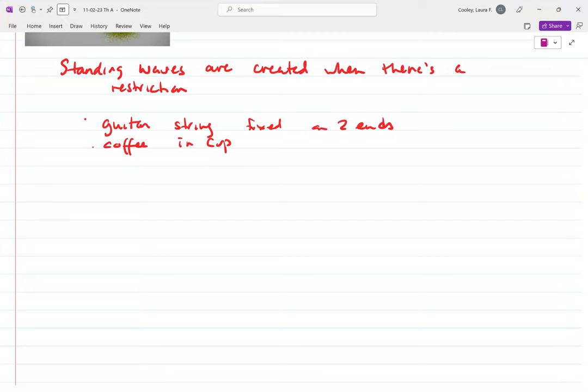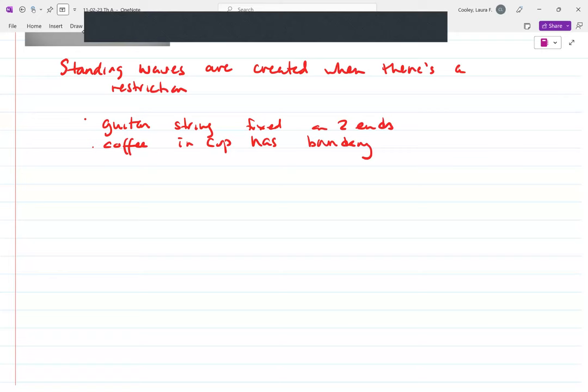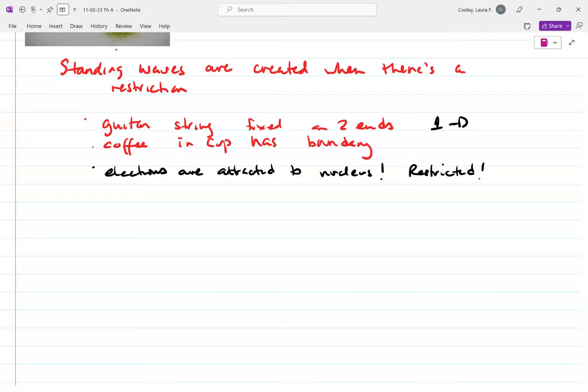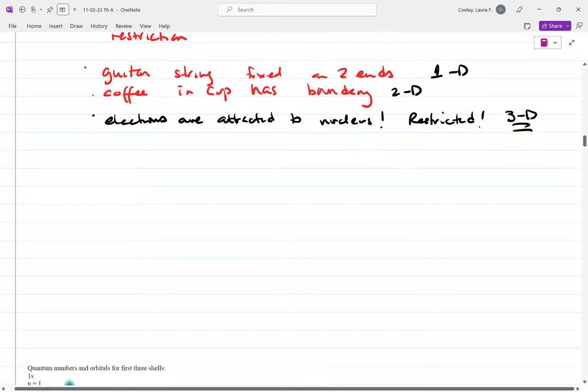So what about electrons in an atom? Electrons are attracted to the nucleus, so they can't just go anywhere. So they're restricted too. The guitar string, I would say, is like a one-dimensional picture of a standing wave. Coffee in a cup is a two-dimensional picture, but an electron in an atom is actually three-dimensional. So how can we picture a three-dimensional wave? That's one thing we have to deal with: picturing what is going on with electrons in atoms.